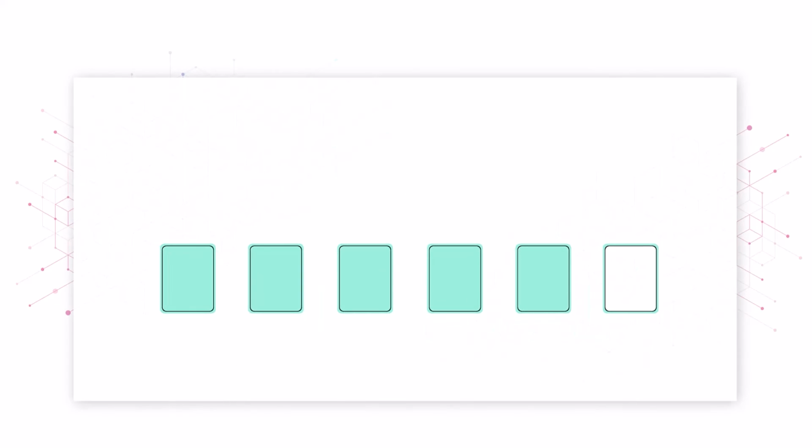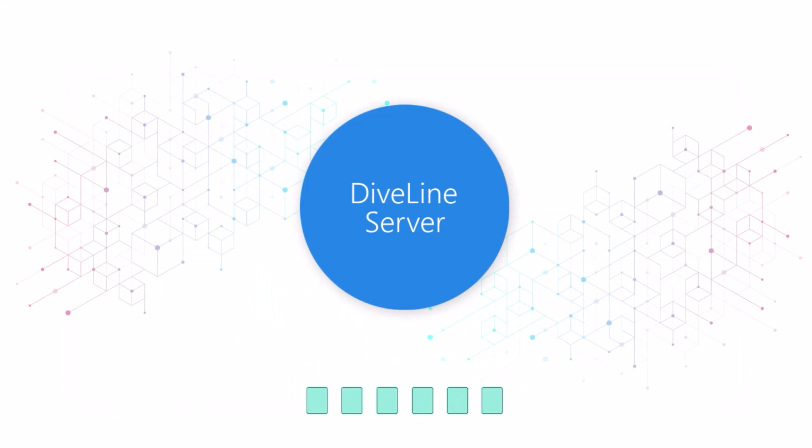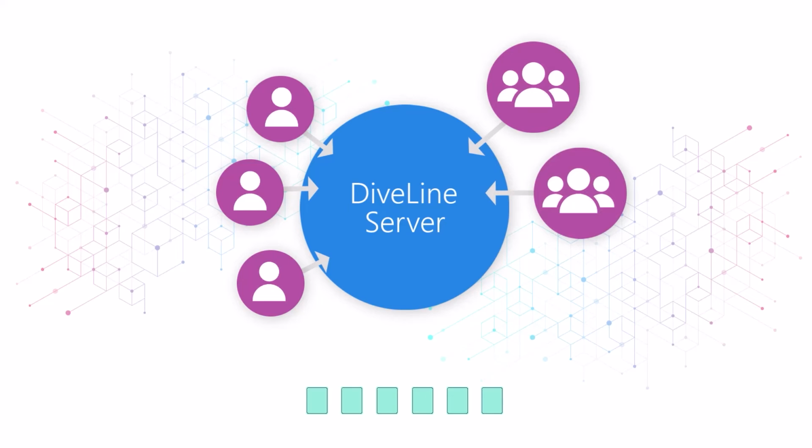And finally, you'll want to limit access to the CBase to only those users who should have access to it. You can do this by adjusting your DiveLine server settings. The DiveLine server settings let you specify the individual users who can access the server, the groups, that is, collections of users who can access the server, and the users and groups who can access individual projects.